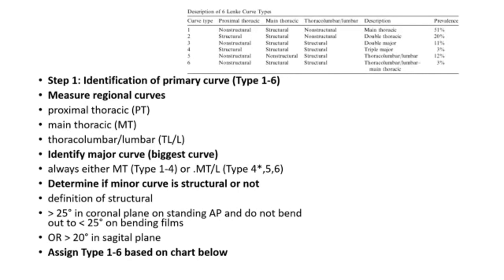For example, the main thoracic curve is happening in all types from 1 to 6, except in type 5, where the real structural curve is in the thoracolumbar area. Let's take, for example, when the major curve is in the proximal thoracic and main thoracic, so it's double thoracic. Even if it's present in the thoracolumbar area, it's going to be compensatory to make the patient able to look forwards. So this is the first thing in the Lenke classification.